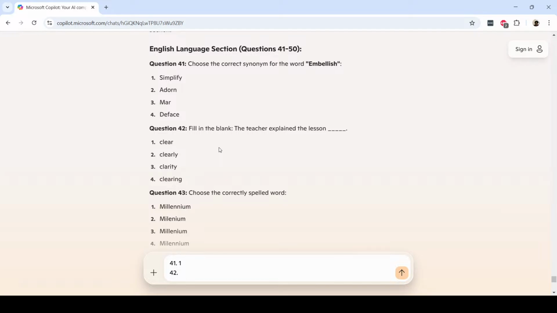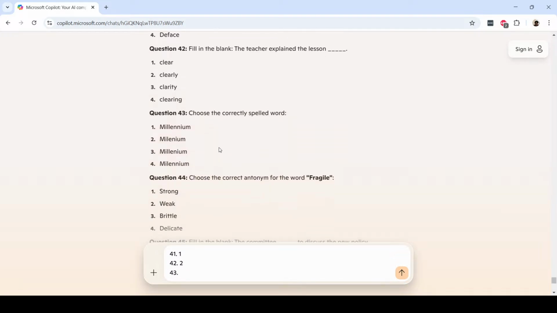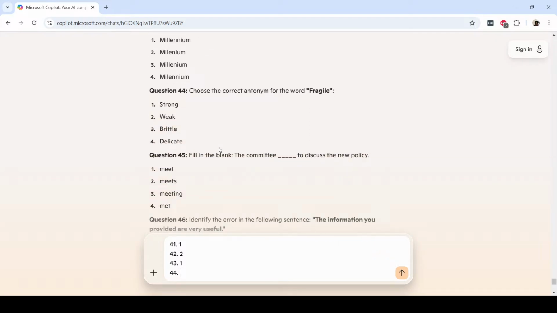Fill in the blank. The teacher explained the lesson clearly. Choose the correctly spelled word: millennium. See, I told you earlier also. It's the only thing which is confusing. Choose the correct antonym for the word fragile. Antonym, fragile, strong, something.